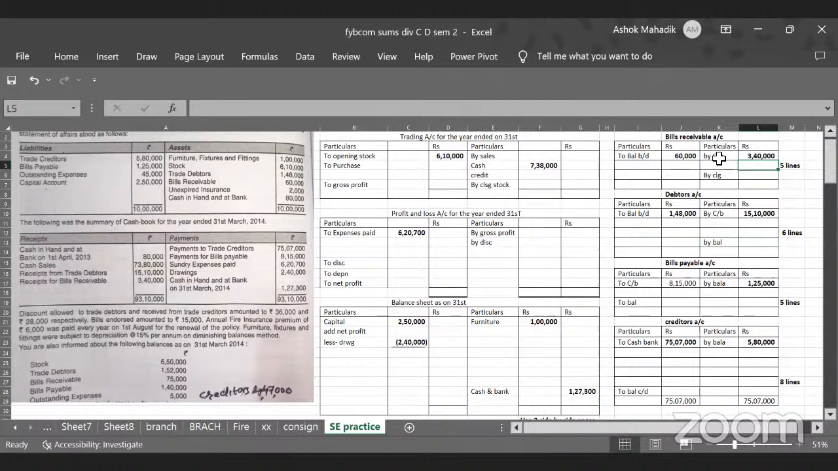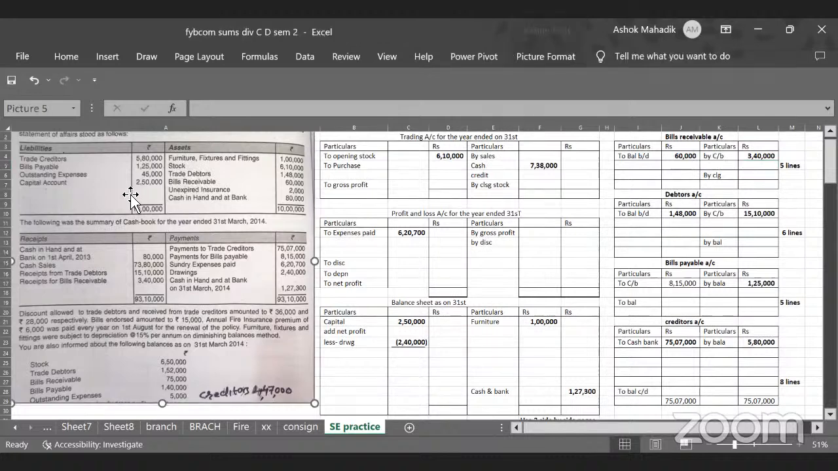Now, I'll refer to the earlier balance sheet. We had outstanding expenses left, and one item on the asset side, unexpired insurance, 2,000. These two items are to be adjusted. They are pending. The rest, everything is posted till now. So we'll move further.